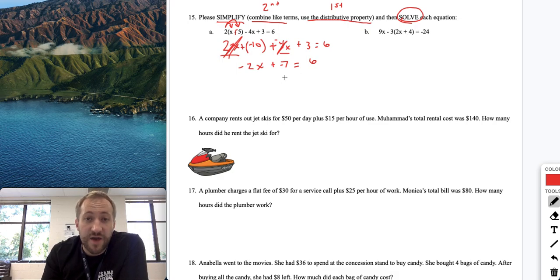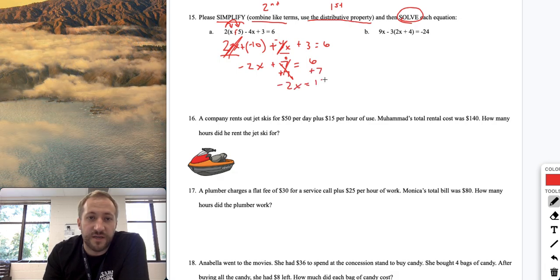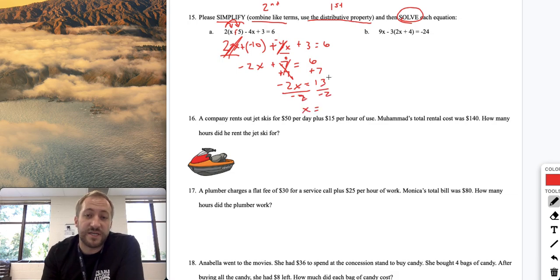So now, let's go ahead and solve this equation. I have a minus 7 right here, negative 7 right here. If I want to get rid of a negative 7, I have to add 7. That's the only way this is going to cancel out and leave me with 0. Add 7 over here. I'm left with negative 2x equals 13. So now I have to go and get rid of this negative 2 with the x. I'm going to divide both sides by negative 2. I'm left with x equals 13 divided by negative 2.